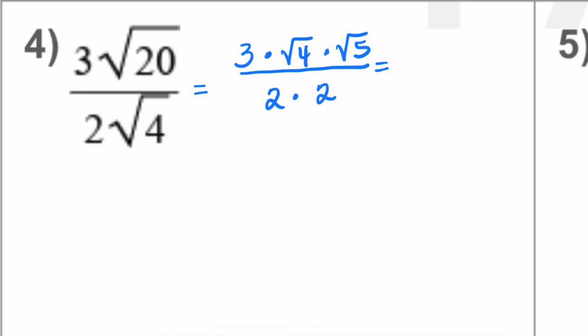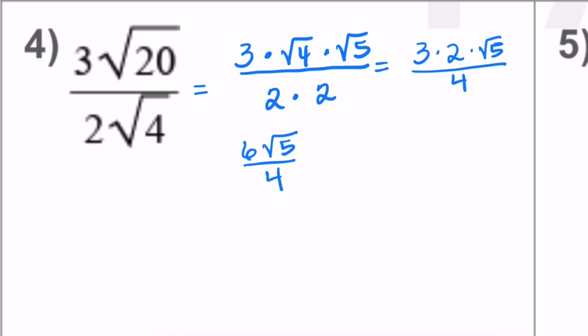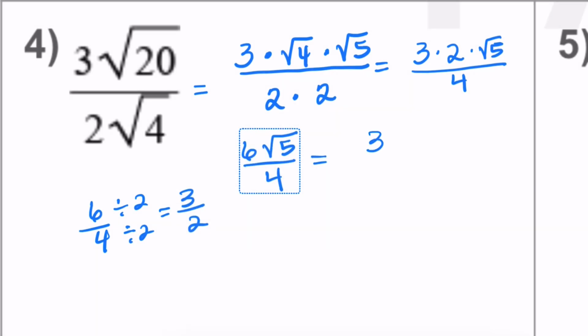Okay. So now I have 3 times 2, because the square root of 4 is 2, times the square root of 5, all over 4. And so now I get 6 times the square root of 5 over 4. But of course, 6 and 4 can both be simplified to 3 over 2. So this would be 3 times the square root of 5 over 2. And you're done.